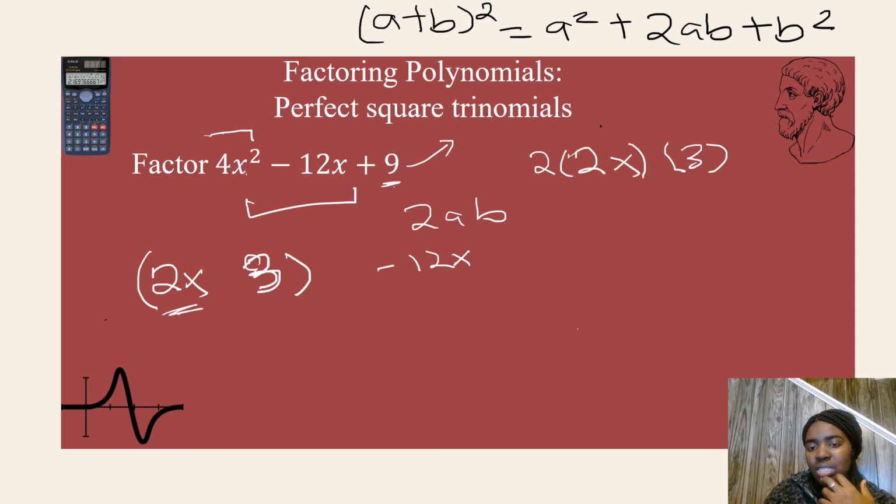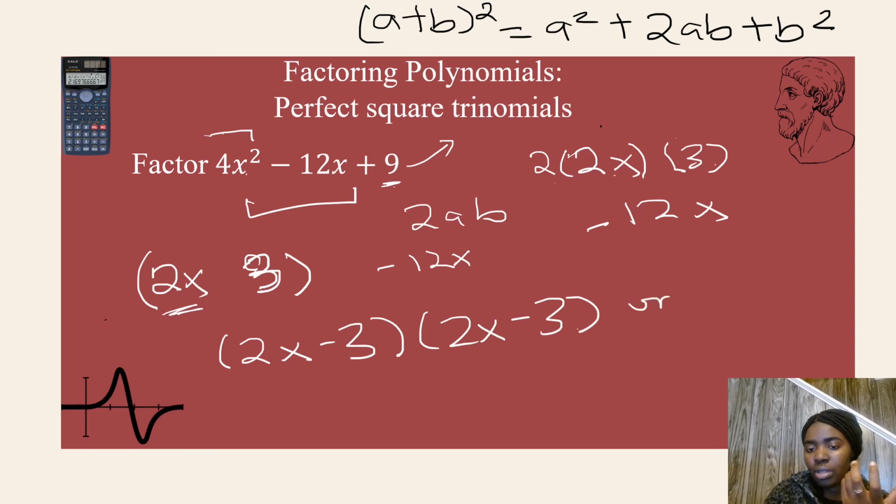All right, so what does this give us when we multiply it out? 2 times 2 is 4, times 3 is 12, 12x. But we have minus 12x, so B has to be negative 3, okay? Because if B is negative 3 and you multiply this out, then you get negative 12x. And negative 3 squared is 9, so we're good. So this has to be minus 3 here. So what we're saying is the factor here is 2x minus 3 squared, okay? That's our answer here.